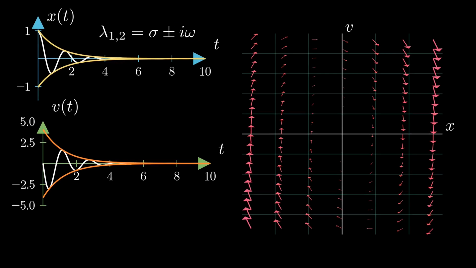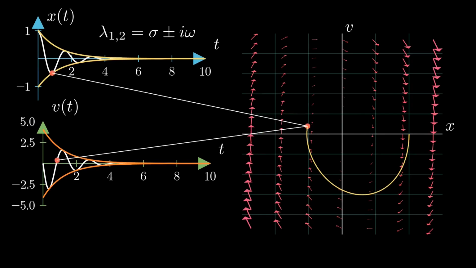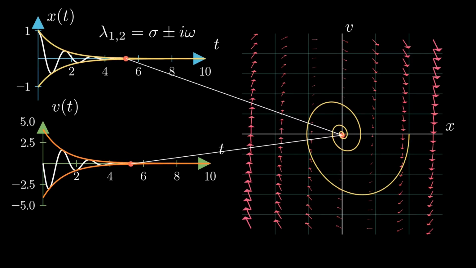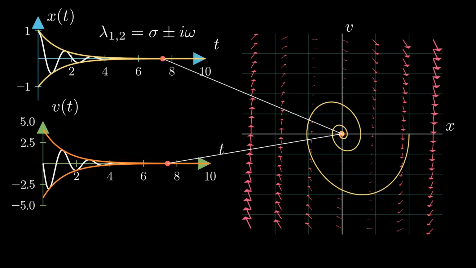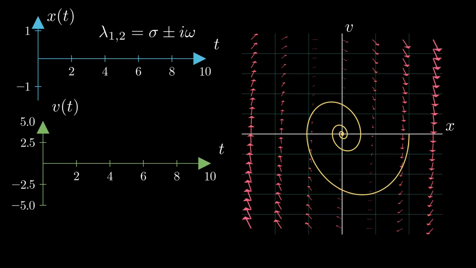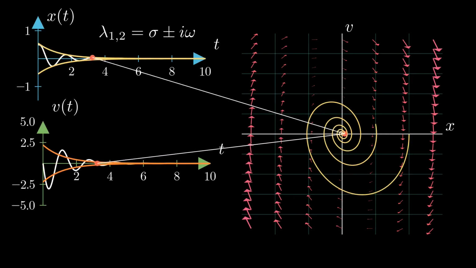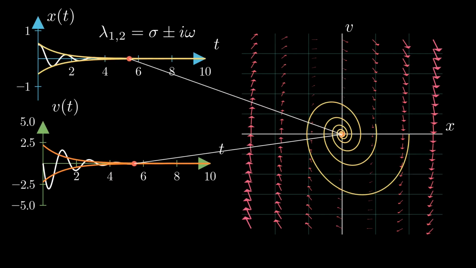Meanwhile, the heartbeat or frequency of the oscillation is dictated by the imaginary part omega. In the time domain, sigma shrinks the amplitude and omega sets the pace. In the phase portrait, these two forces work together to create geometry. The imaginary part omega forces the state to rotate around the origin, while the real part sigma constantly pulls it inward. The result? The oscillations on the left become the decaying spiral on the right.